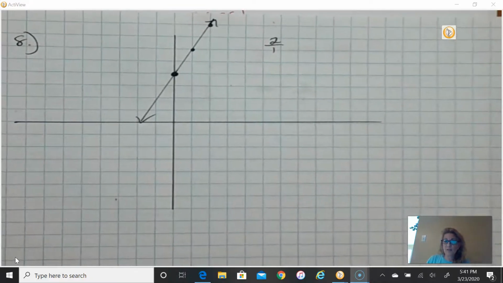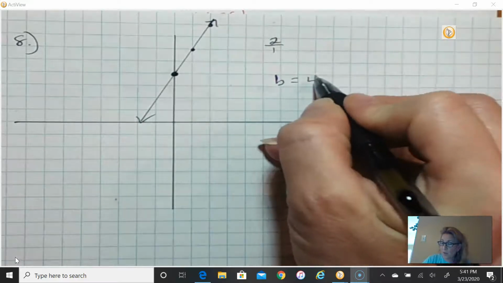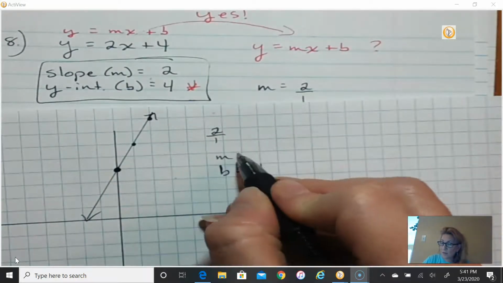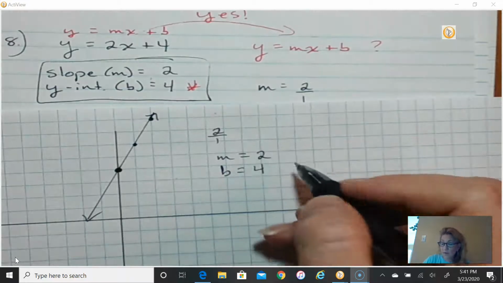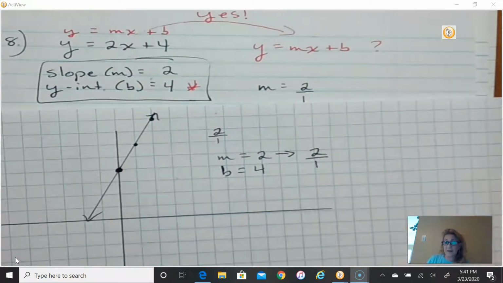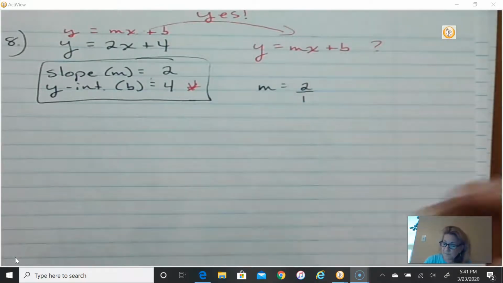Okay, if you need to, rewind this. So your y-intercept was 4. See that? Y-intercept's 4. Your slope was 2. But when you're doing the slope, you need to put it over 1 like that, if it's all by itself. Okay, let's do another one.